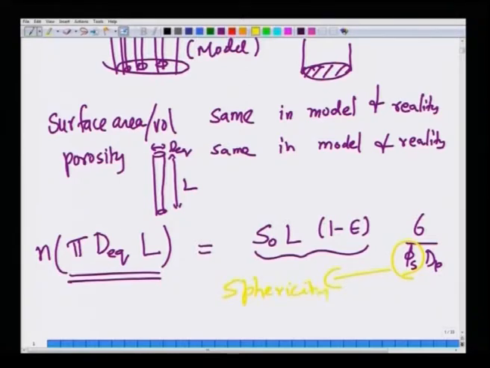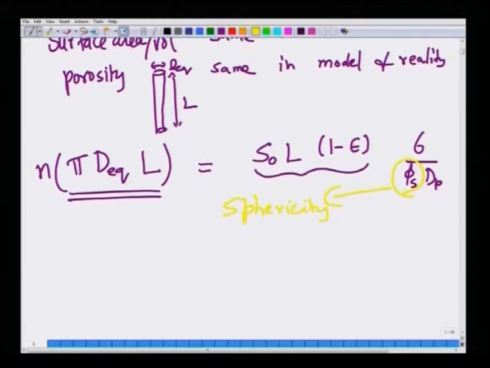It connotes or signifies the deviation from a spherical particle. In general, it will have phi s greater than 1. The sphere has the minimum area per unit volume. So sphericity will tell you the deviation from a spherical particle. This will be less than 1 for non-spherical particles, because any non-spherical particle will have more surface area for the same volume.